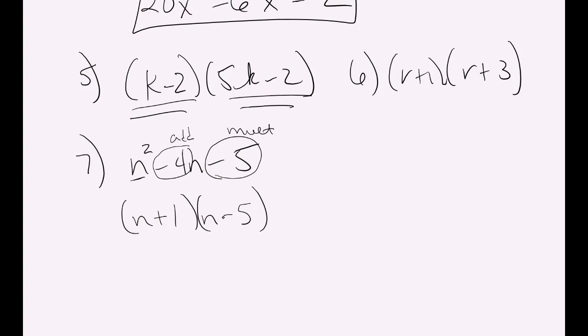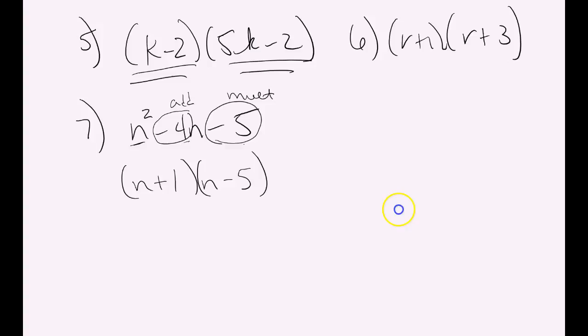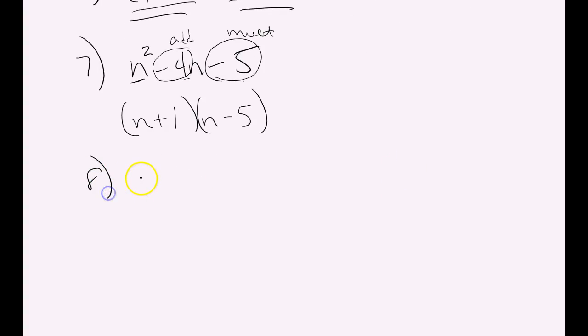So hopefully you understood how I did that. I found two numbers that multiplied to make the last one and added to make this. And if you check my math, +1 times -5 is -5. +1 plus -5 is -4. So it does work. Number 8.